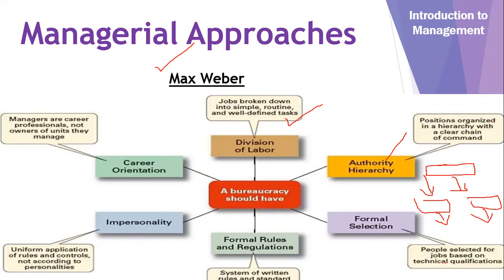People selected for the job based on technical qualification. So you have to select the people on the basis of their qualification. Okay, class. Next, formal rules and regulations. Everyone has to follow the rules and regulations, a set of standards that has been designed by the top level management or organization. Impersonality: uniform application of rules and control, not according to the personality.